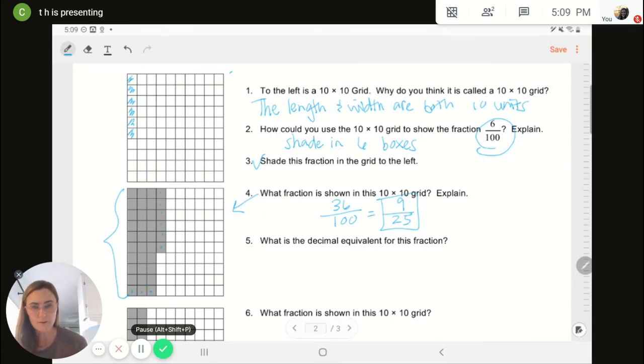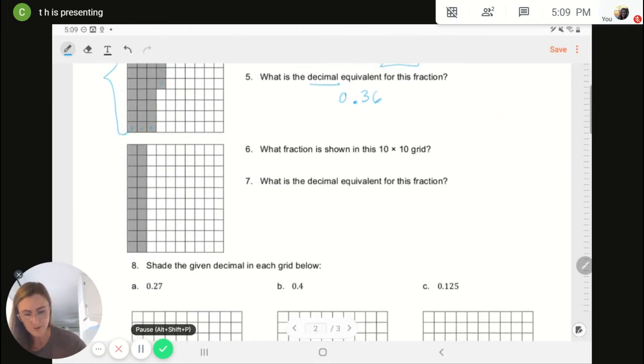What is the decimal equivalent for this fraction? Well, in order to find the decimal, it's actually going to be easier to use this first one because it's already 36 out of 100. So I just need to write 0.36.